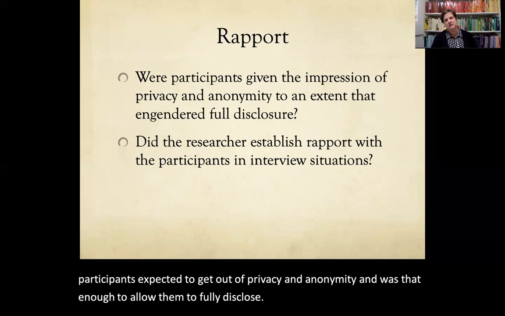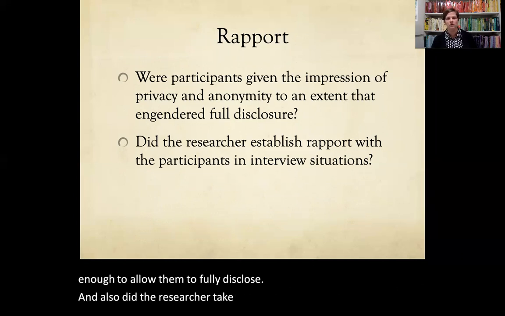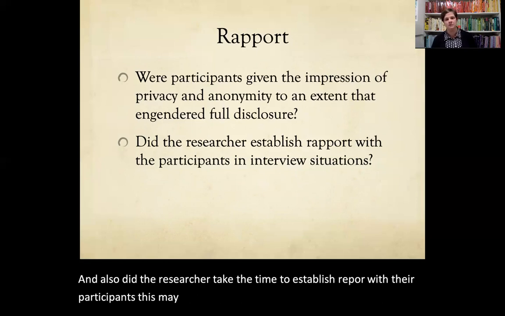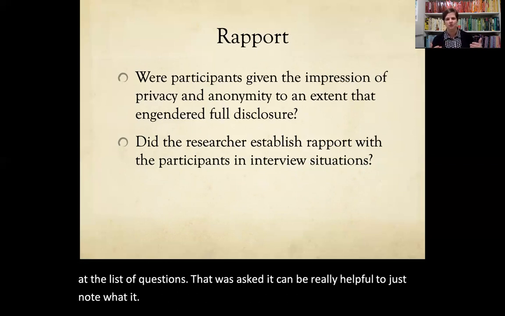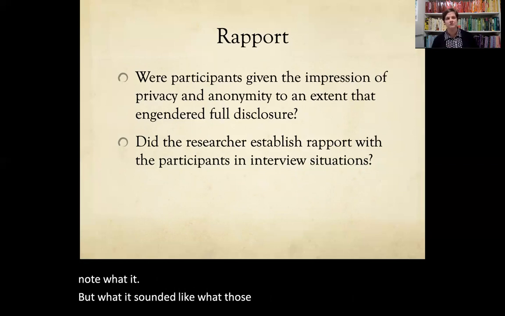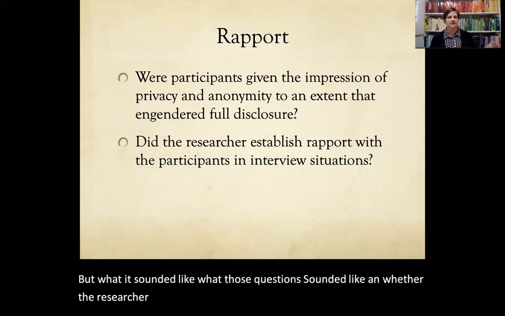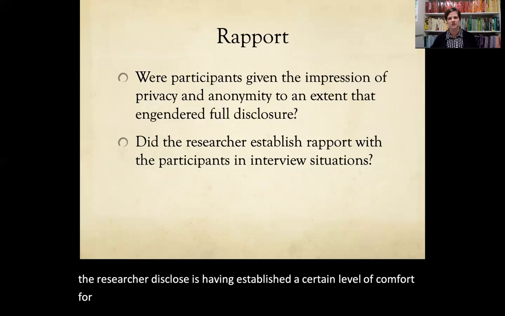And also, did the researcher take the time to establish rapport with their participants? This may or may not be available to you, but if you can look at the list of questions that was asked, it can be really helpful to just note what those questions sounded like, and whether the researcher discloses having established a certain level of comfort for the participant before they jumped into hard questions about sexuality.